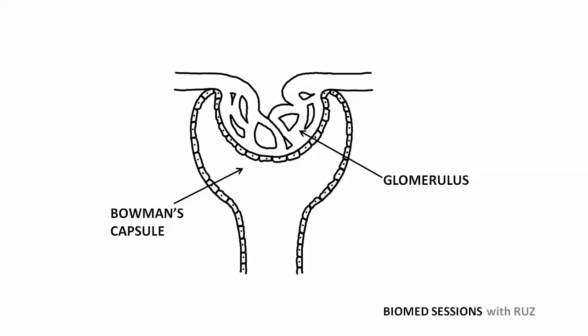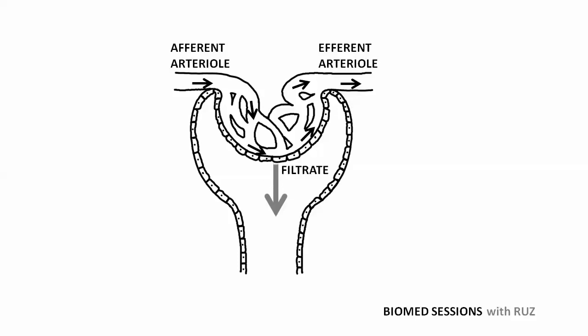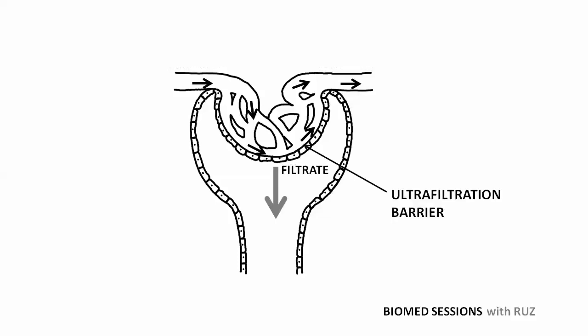Most capillaries have an arterial end and a venous end. This is not the case here, as blood flows through the glomerulus from the afferent arteriole to the efferent arteriole, and as this occurs, components of the blood are filtered out. The fluid that enters the capsule is called glomerular filtrate, and filtration occurs across an ultrafiltration barrier.